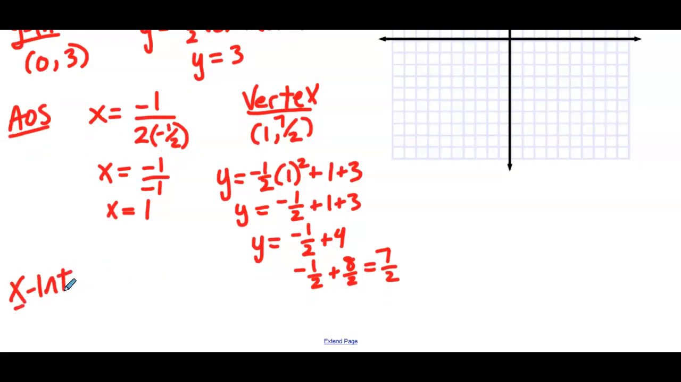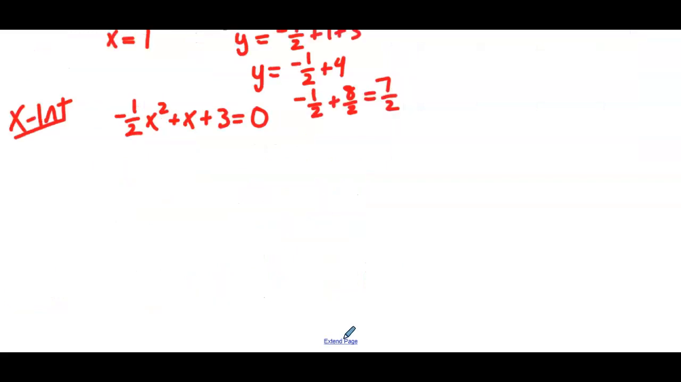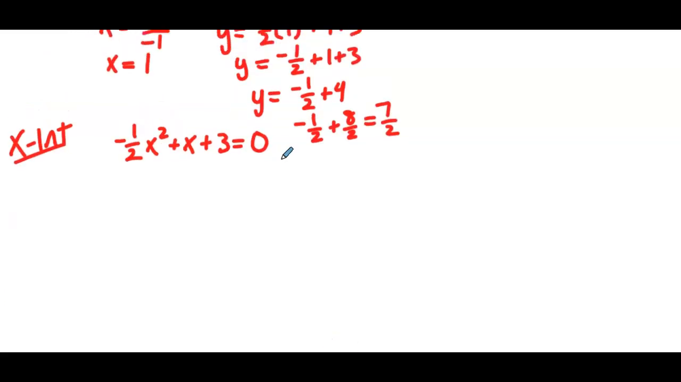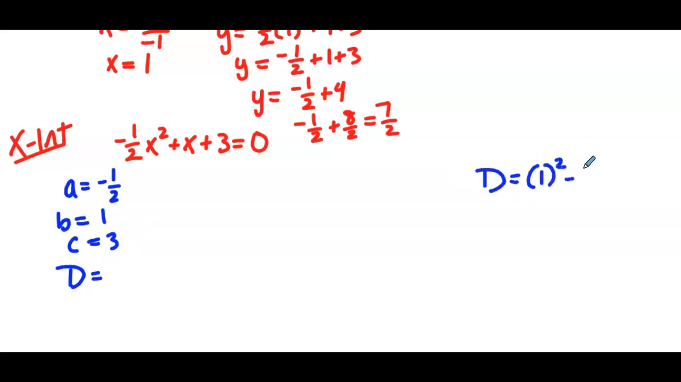We're going to set negative 1/2 x squared plus x plus 3 equal to 0, and we're going to use the quadratic formula. So a equals negative 1/2, b equals 1, c equals 3. And we need to find that discriminant. So b squared, 1 squared, minus 4 times a, which is negative 1/2, times c, which is 3.